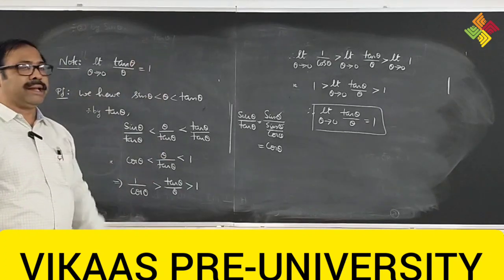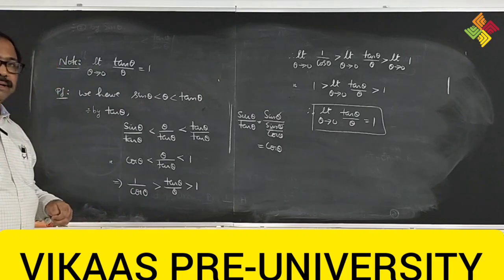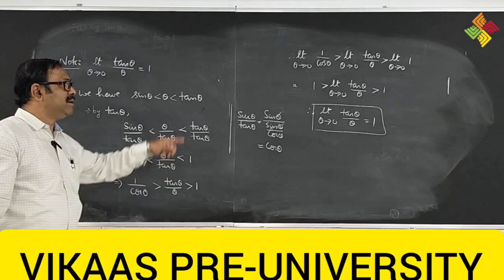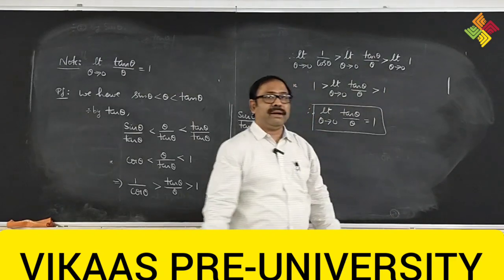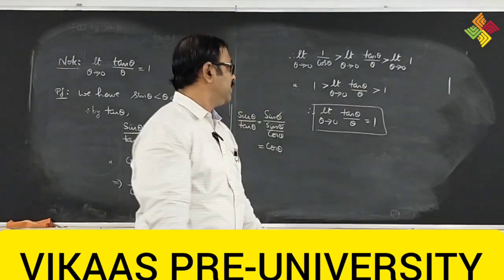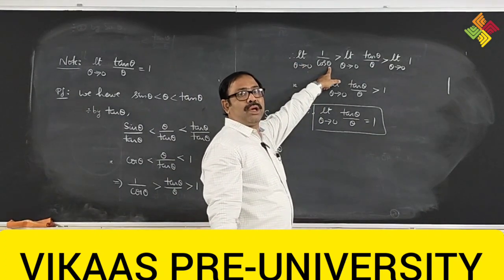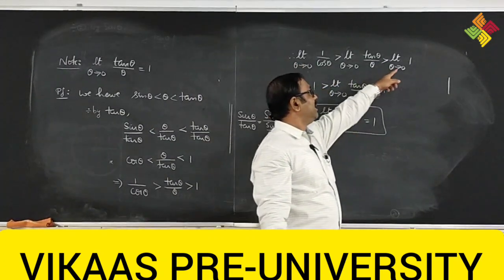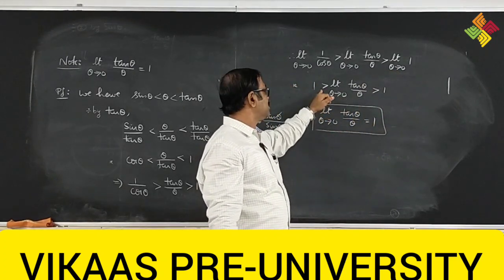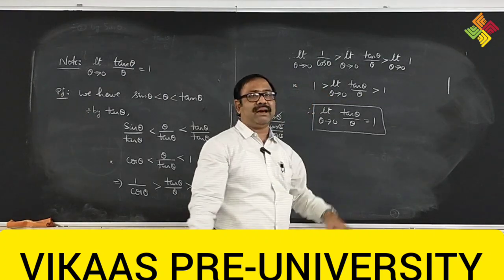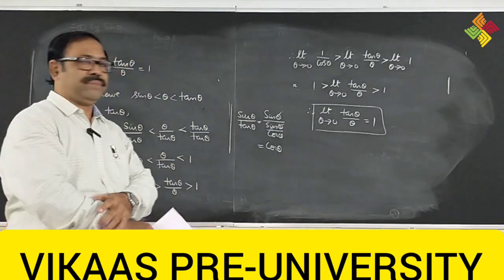Then apply the limit theta tending to 0 of 1 by cos theta greater than limit theta tending to 0 tan theta by theta greater than limit theta tending to 0 of 1. Now this is 1. Why? Put theta equal to 0, cos 0 is 1. Here anyhow it is the constant 1. So I am getting a limit which is strictly greater than 1 and strictly less than 1. Not possible. Hence it must be equal to 1. Follow the point?